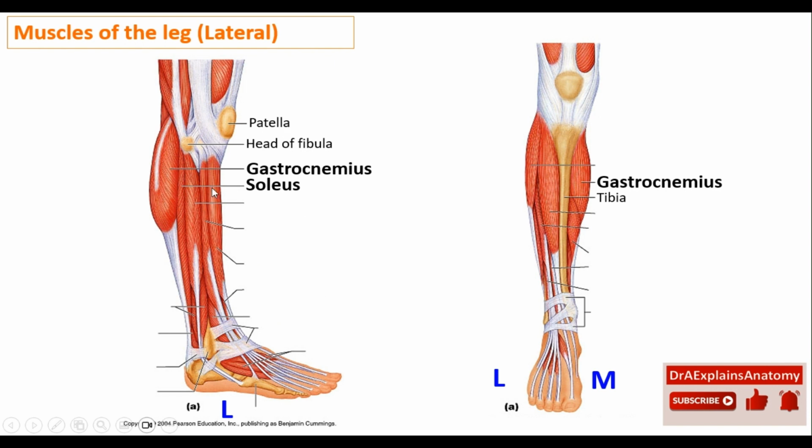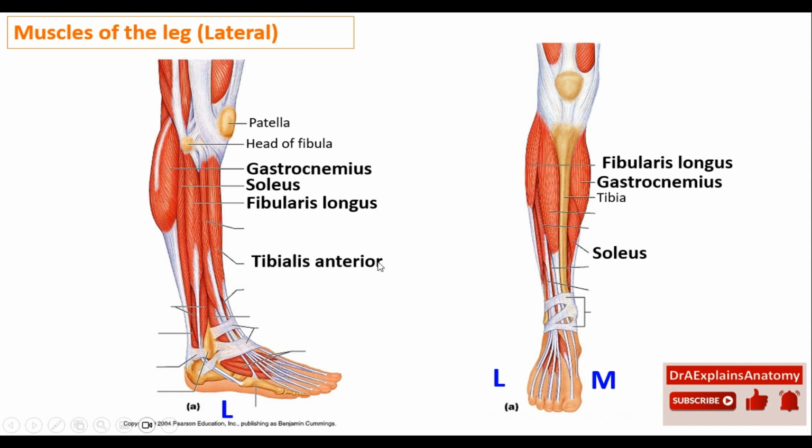This right here is the soleus muscle. You can see the soleus muscle right here. This is the fibularis longus muscle. Fibularis, and the fibula is the lateral bone. So this is on the lateral aspect of the leg. That is the fibularis longus muscle on the lateral aspect.